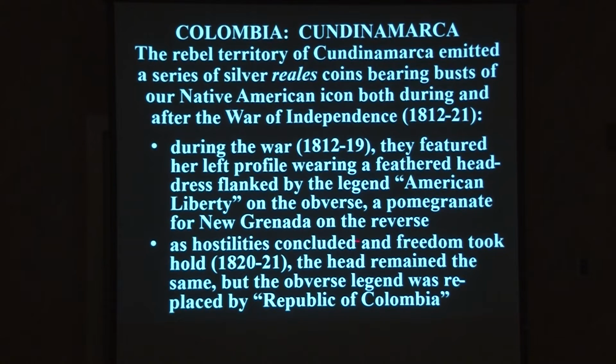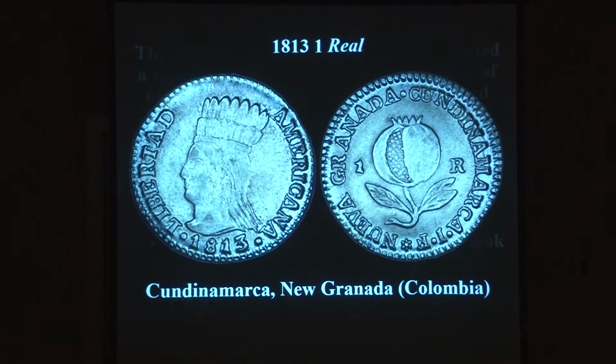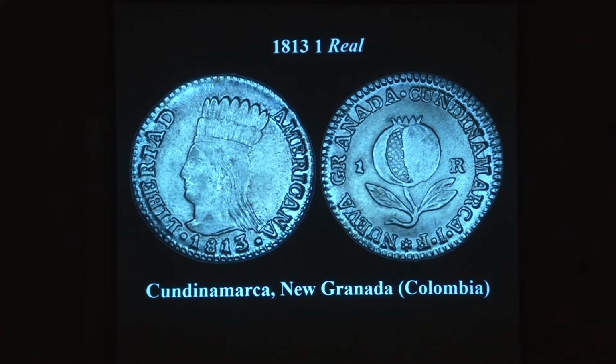As hostilities concluded and freedom took hold in 1820 and 1821, the head remained the same, but the obverse legend was changed from American Liberty and replaced by Republic of Colombia as New Granada morphed into the Republic of Colombia. Here is the coin. You can see that native profile on the left, and here you can see the pomegranate beautifully depicted on the reverse with Nueva Granada, Cundinamarca, right here, okay?